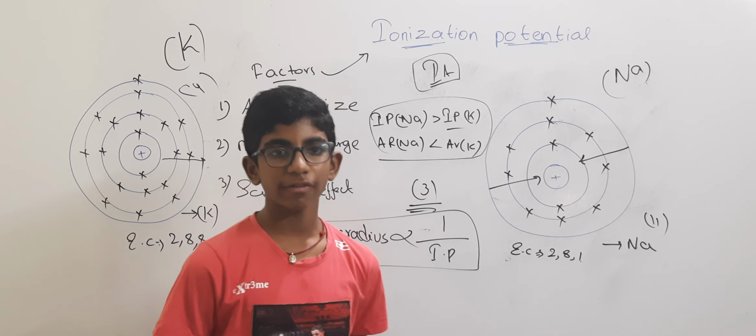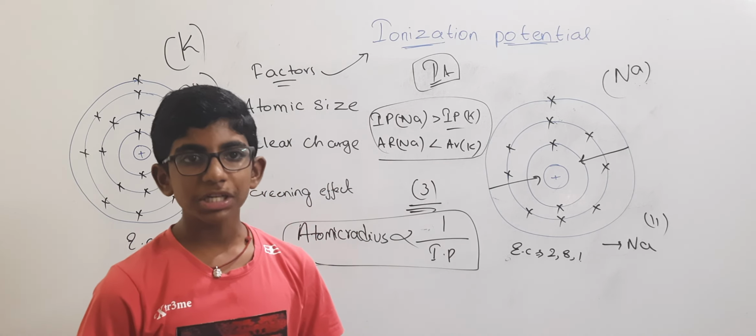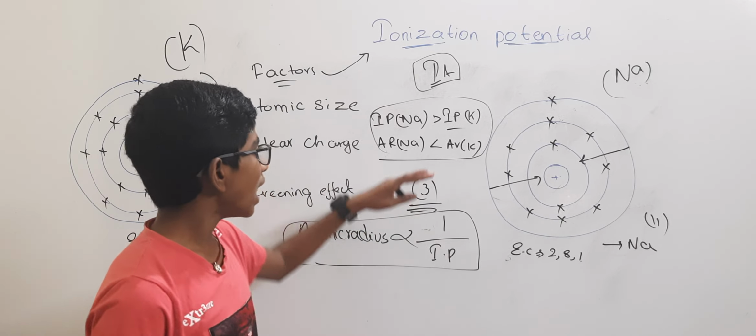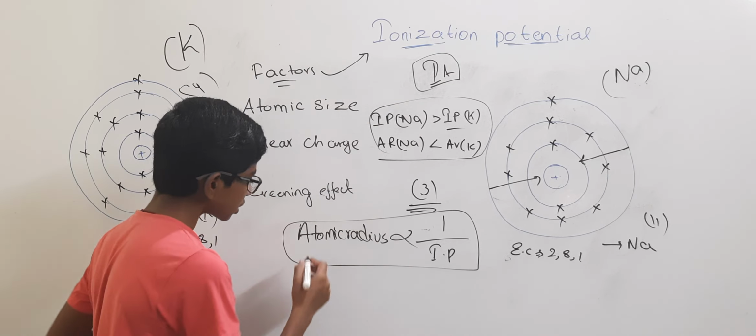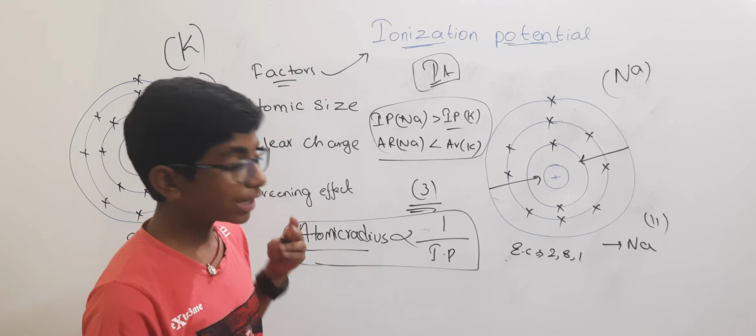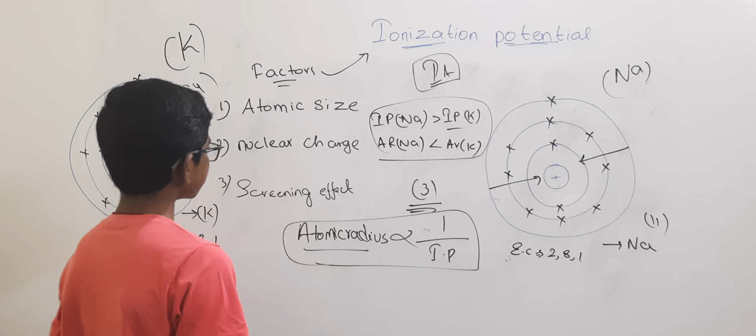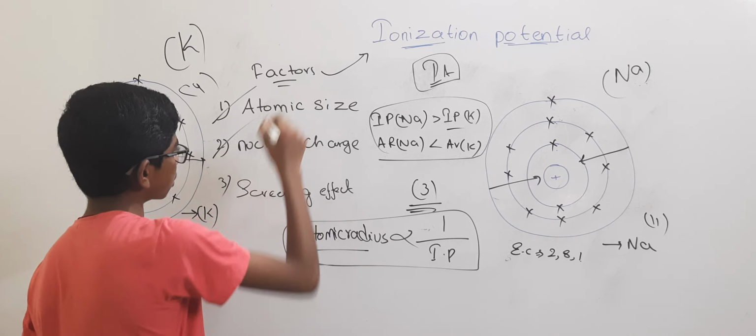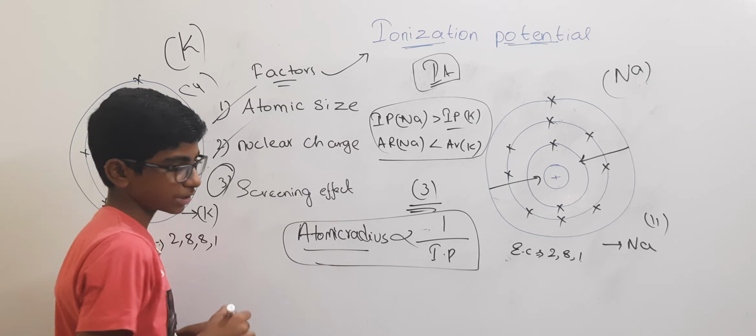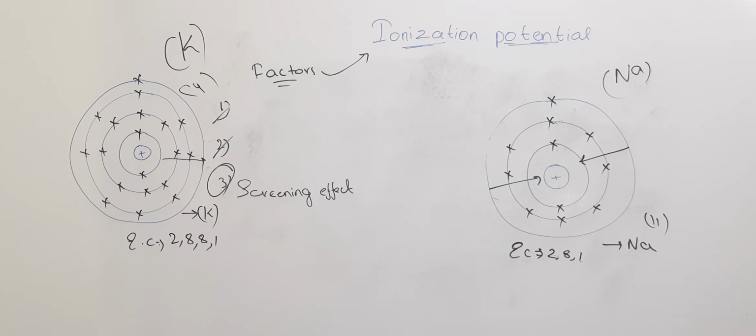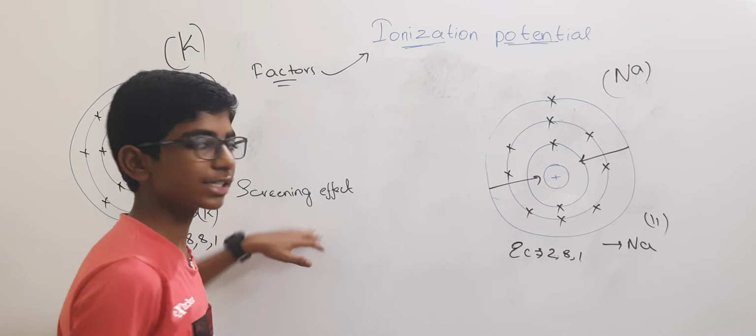What is the first conclusion? Nuclear charge or effective nuclear charge is directly proportional to ionization potential energy. Next, atomic radius is inversely proportional to ionization potential energy. Okay. Next, atomic radius completed, nuclear charge completed. Next, screening effect.